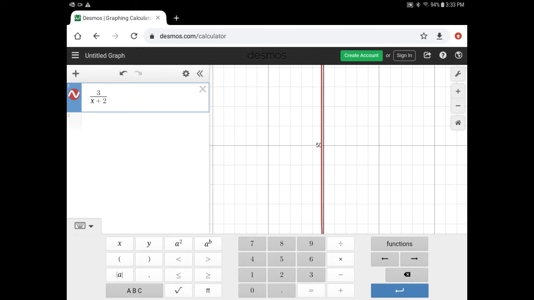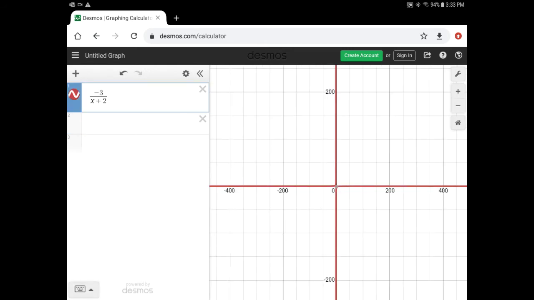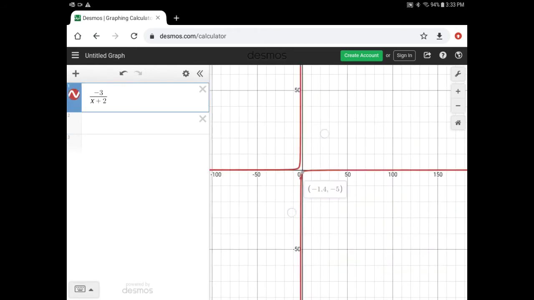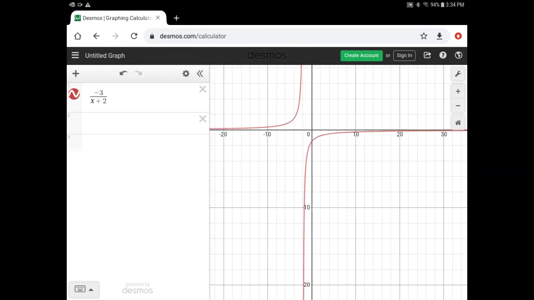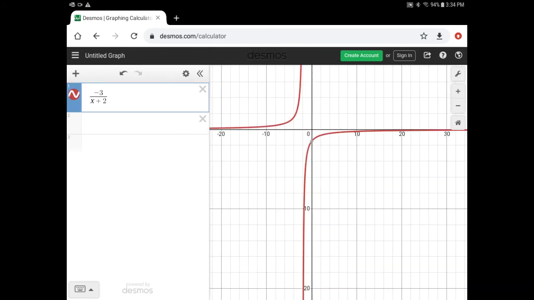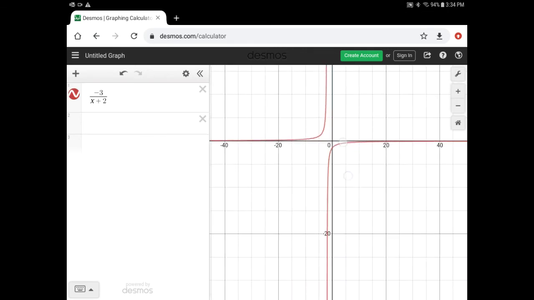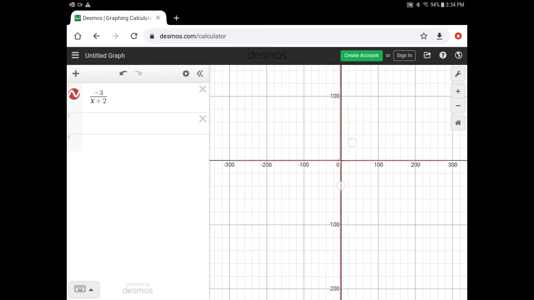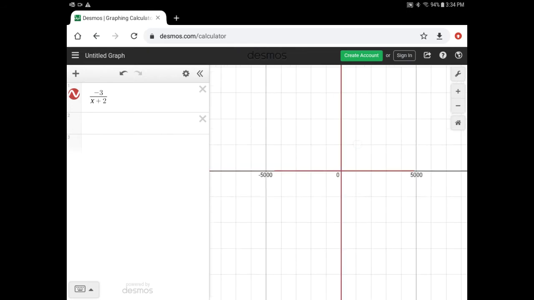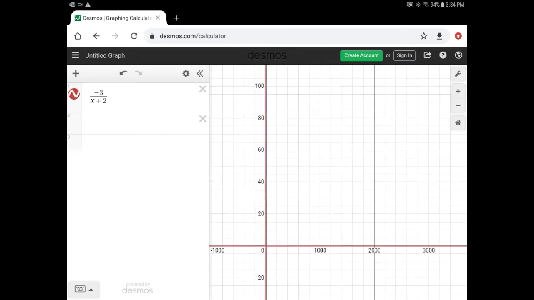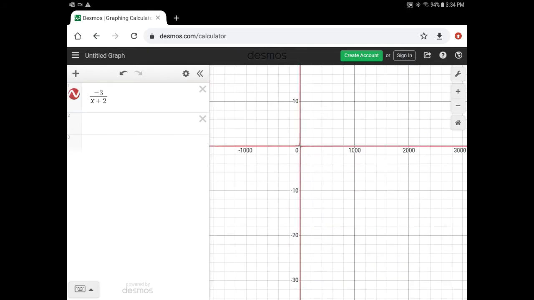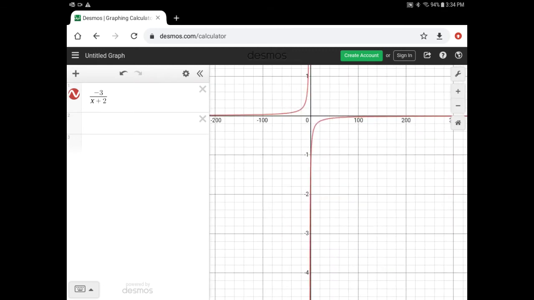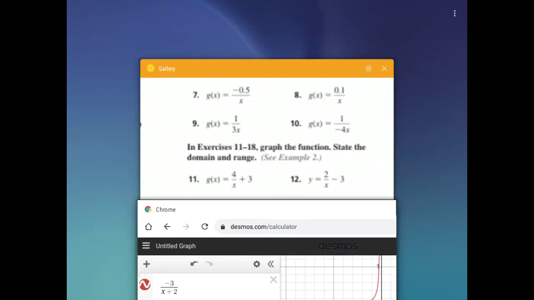Alright, so here's that graph. Looks like there's a vertical asymptote at negative 2 and there's a horizontal asymptote at 0. So that would be your domain and range, all real numbers except for those asymptotes. See, this just keeps going on and on. This is a really great tool, so if you don't have a graphing calculator that you're able to use, just go to this website. It's up here at the top, desmos.com/calculator.